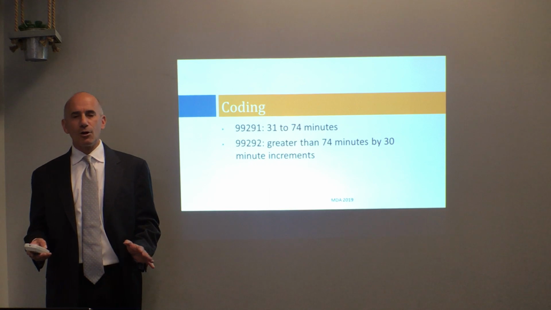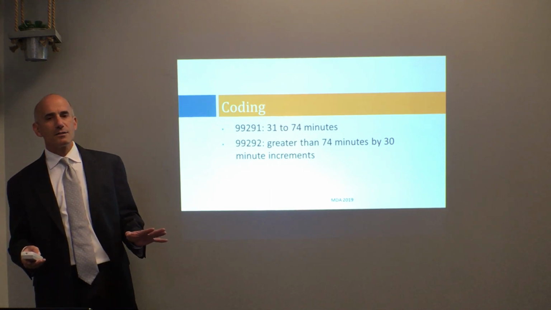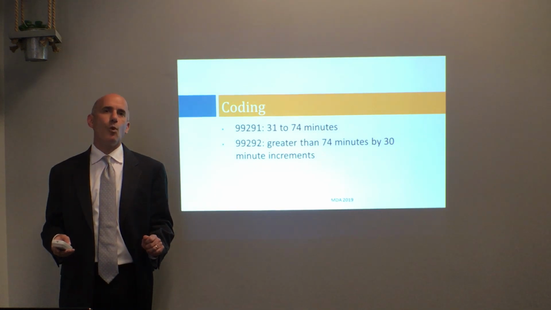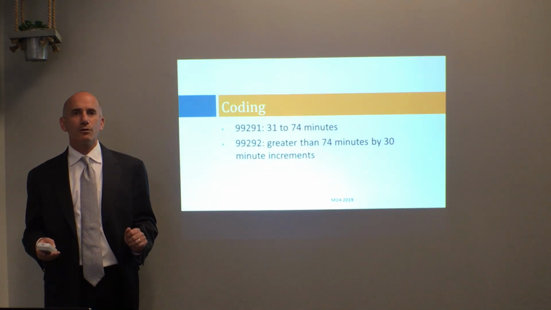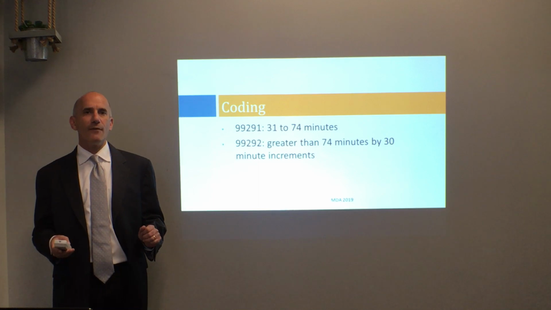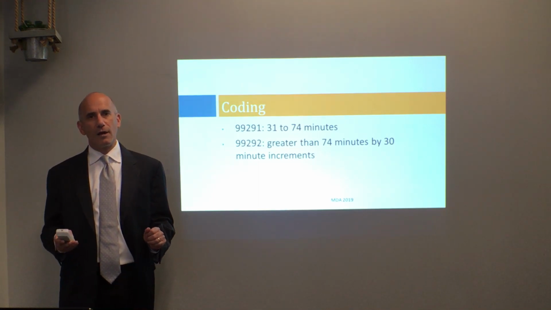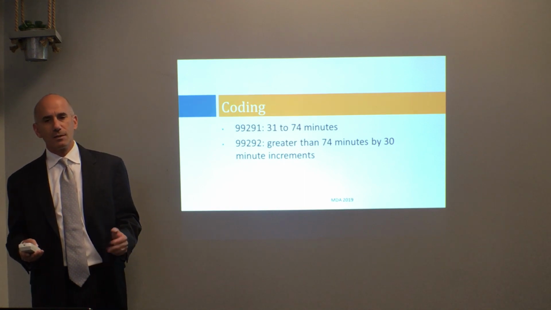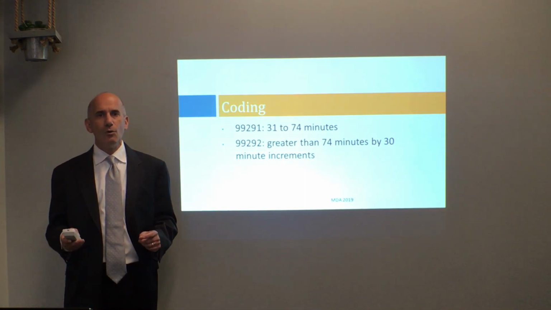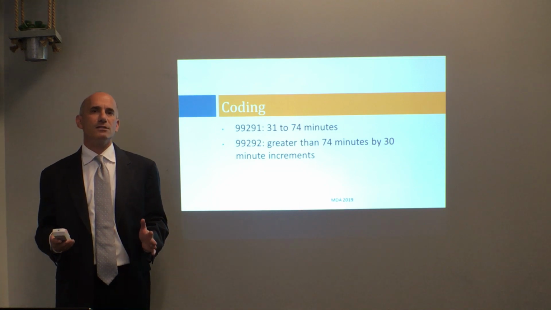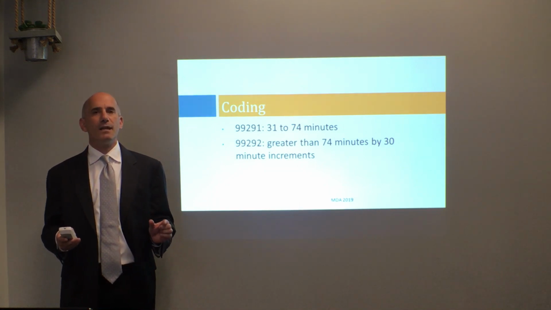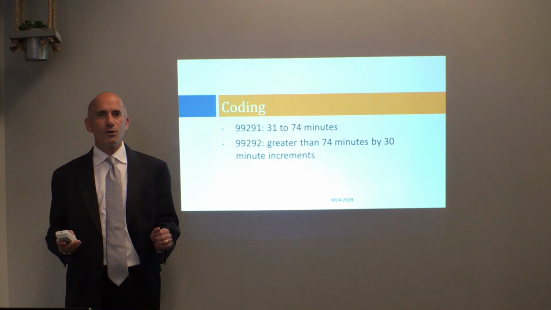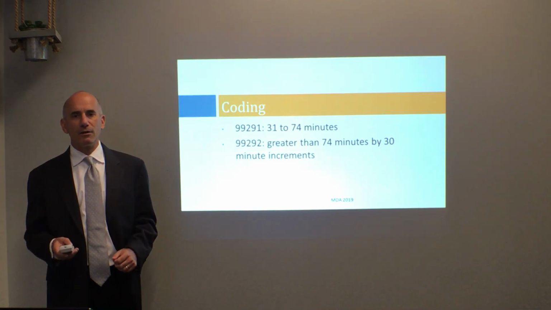Simple things, background coding, I don't expect you to memorize this. 99291 in the coding world refers to 31 to 74 minutes of critical care. We have to have at least 30 or greater minutes to qualify for critical care, so that's where we use the 31 minutes. 99292 refers to anything greater than the 74 minutes by 30-minute intervals. You don't need to remember that. The coders will do it for you, but again, it just gives you a little background information.